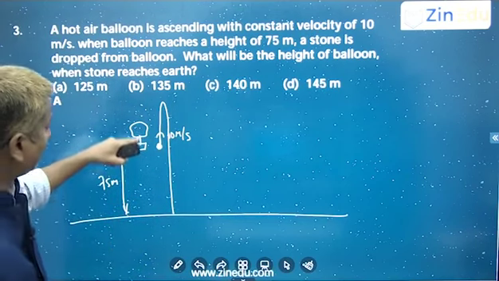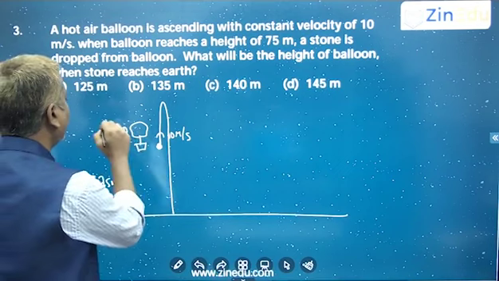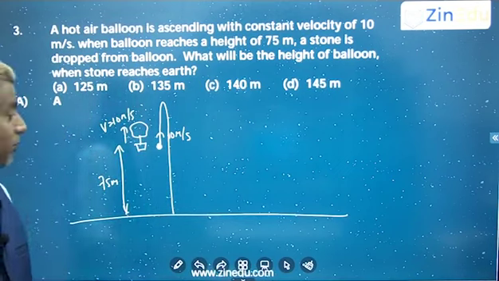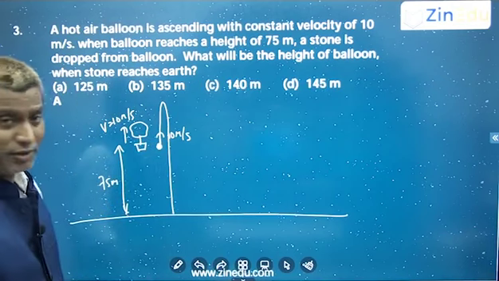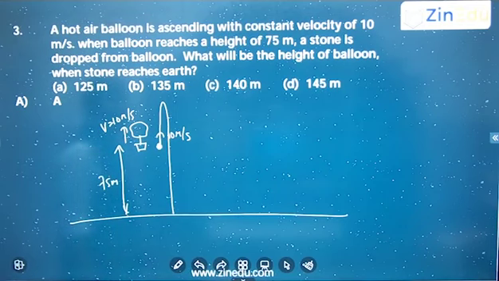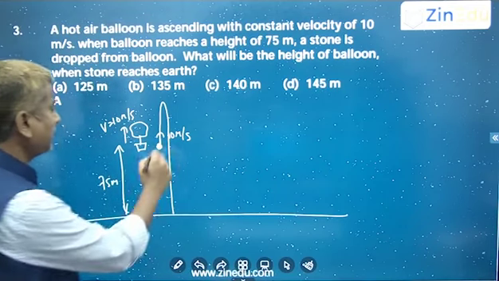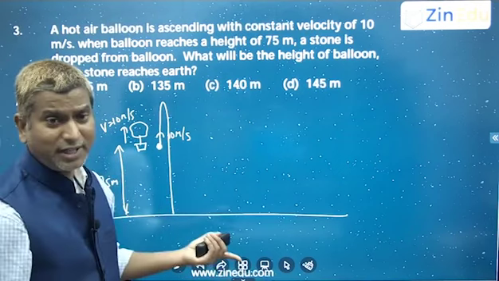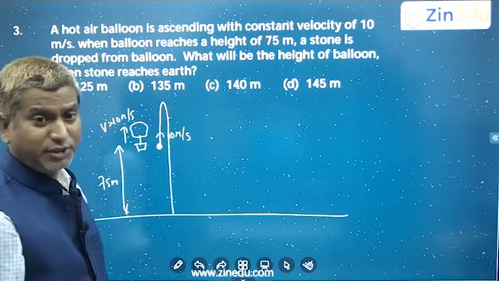In that time, the balloon is constantly moving up with a velocity of 10 meters per second, right? So by the instant the stone falls onto the ground, how much will the balloon have ascended? For that, you need to find the time of flight of this stone. The stone has a constant acceleration, which is opposite to the direction of the initial velocity.